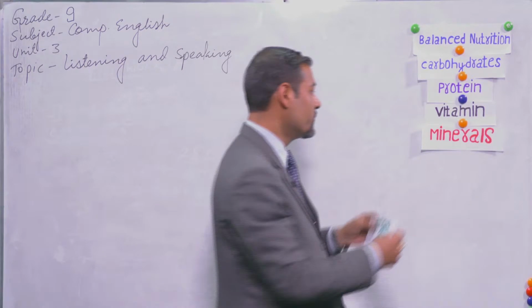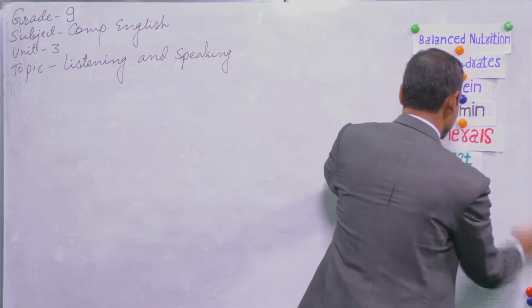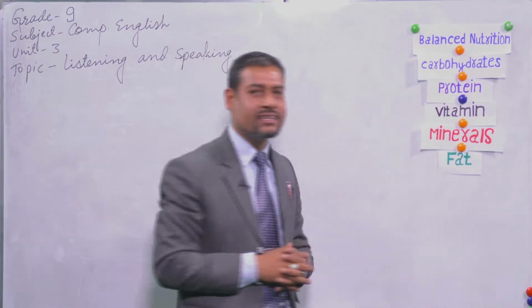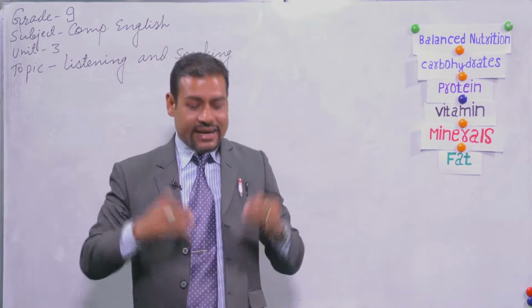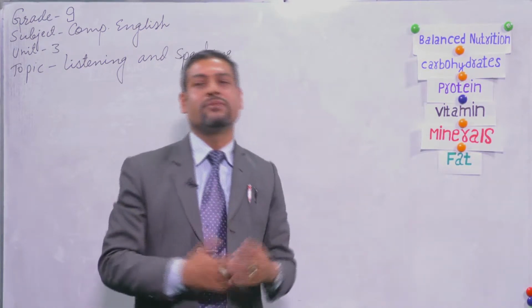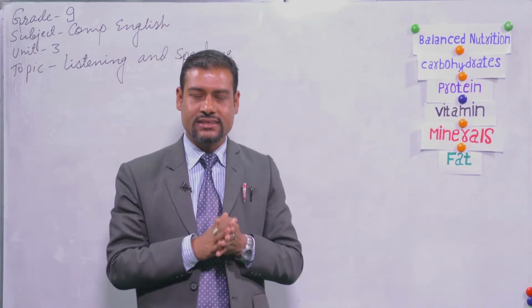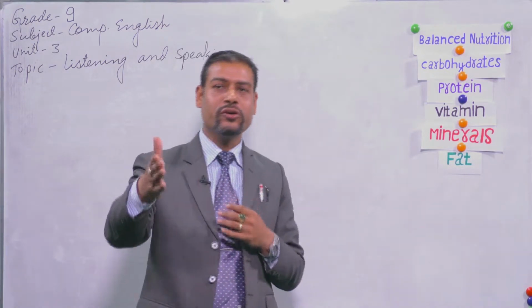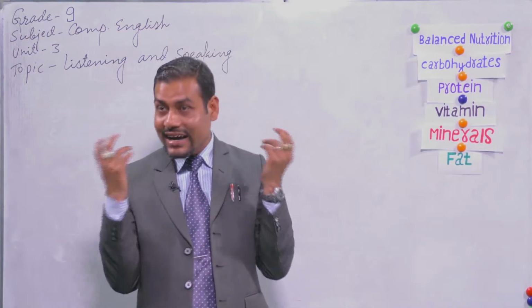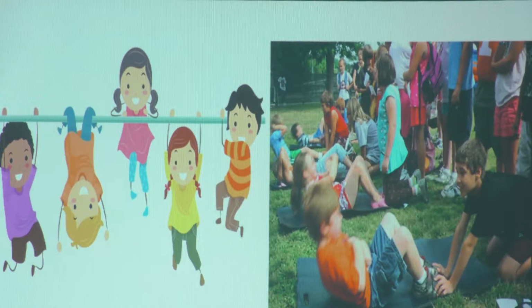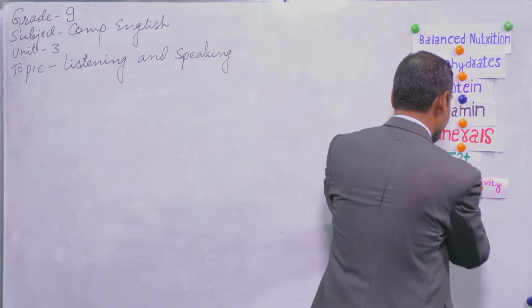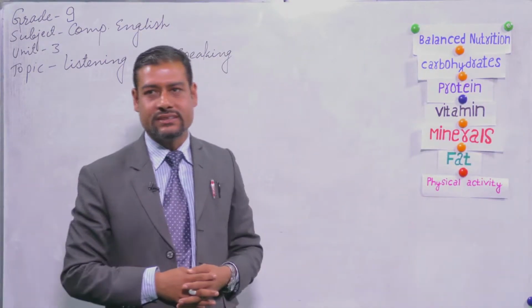Again, I like to show you. See, what is that? Fat. At the same time, we need something more to be balanced nutrition. Do you know? Can you guess? I have shown you in the slide also. See, what are the children doing there? What types of activities they are doing? All right, that is very good. At the same time, we need to have physical activity.